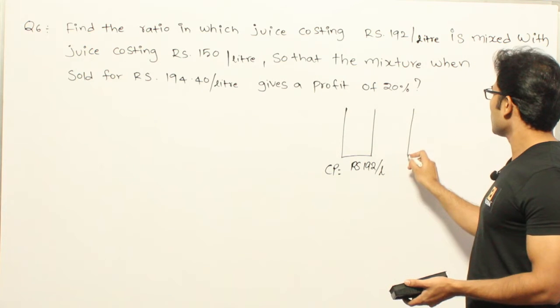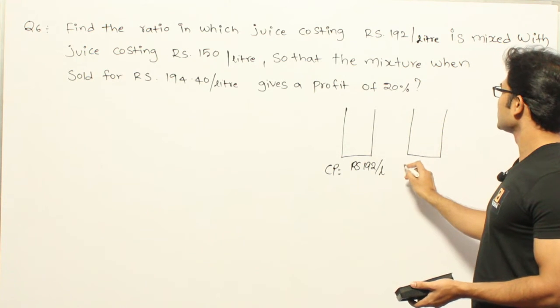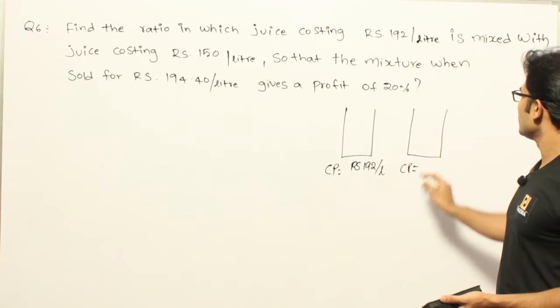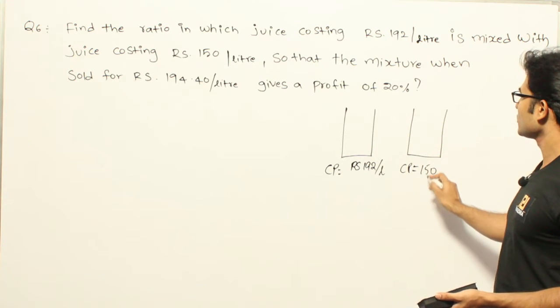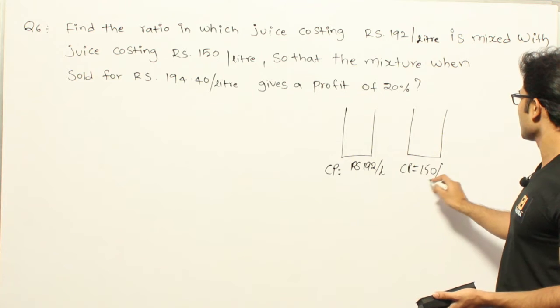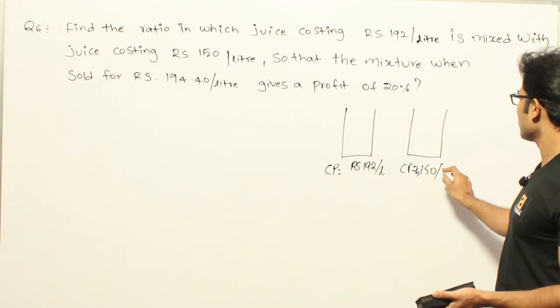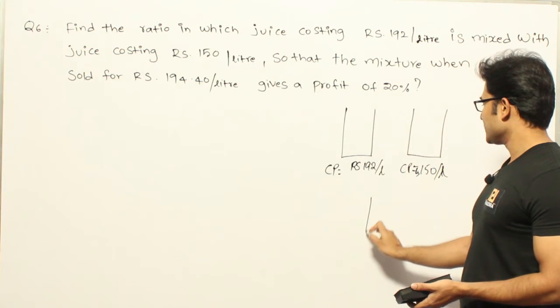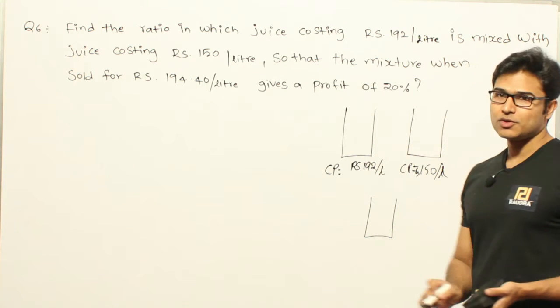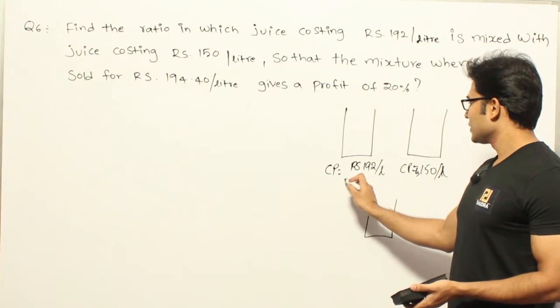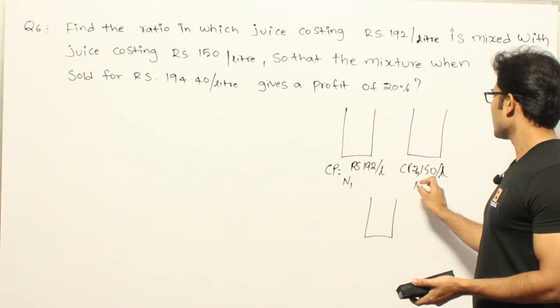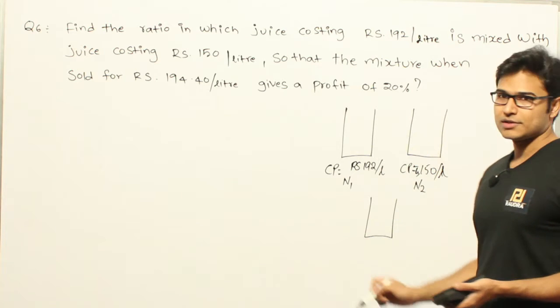And then the cost price of the other juice is 150 rupees per liter. Now these two juices are mixed in some ratio which we don't know. Let us assume that N1 parts of this one is taken and N2 parts of this one is taken and they are mixed up.